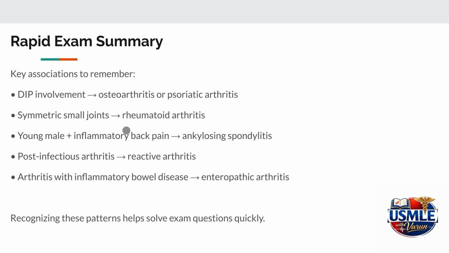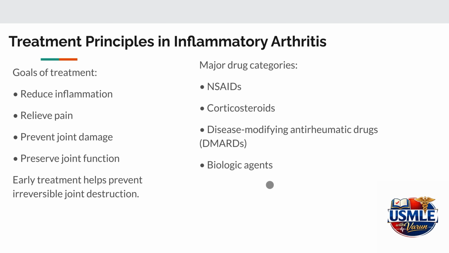Let us review several high-yield diagnostic associations. DIP involvement suggests osteoarthritis or psoriatic arthritis. Symmetric small joint arthritis suggests rheumatoid arthritis. A young male who presents with inflammatory back pain suggests ankylosing spondylitis. Arthritis following infection suggests reactive arthritis. Arthritis occurring with inflammatory bowel disease suggests enteropathic arthritis. Recognizing these patterns allows rapid diagnosis during exams.